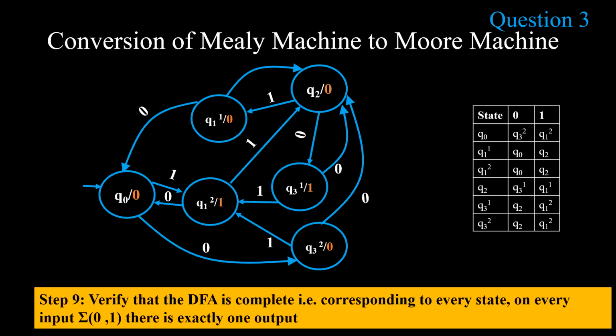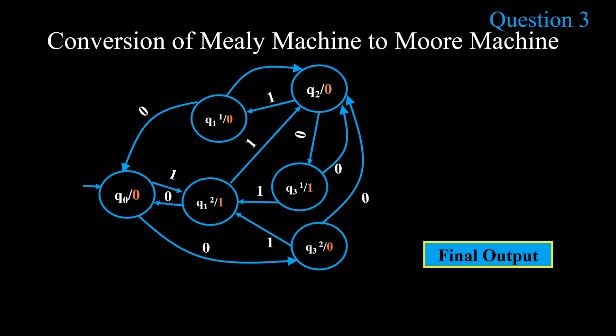This is the final output which we get. We need to verify whether this is a complete DFA or not. We are verifying it with the help of this table. This table says that we have a complete DFA. So the final output is this. This is how we have converted a Mealy machine to a Moore machine.